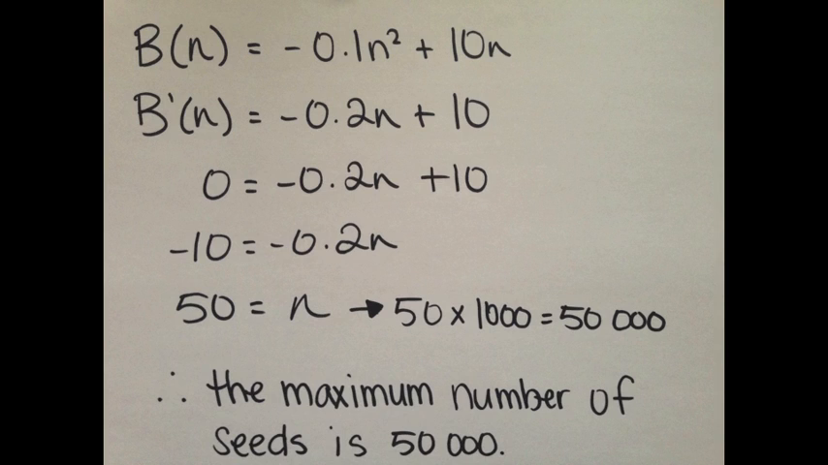Now that we have taken the derivative, we will be setting it equal to 0 to solve for n. You first bring over the plus 10 to the other side, making it negative 10 is equal to negative 0.2n. Then you divide both sides by negative 0.2, leaving us with n is equal to 50. Since n represents the number of seeds in thousands, our actual amount of seeds is 50 times 1,000, which is 50,000 seeds. Therefore, the maximum number of seeds per acre is 50,000 seeds.